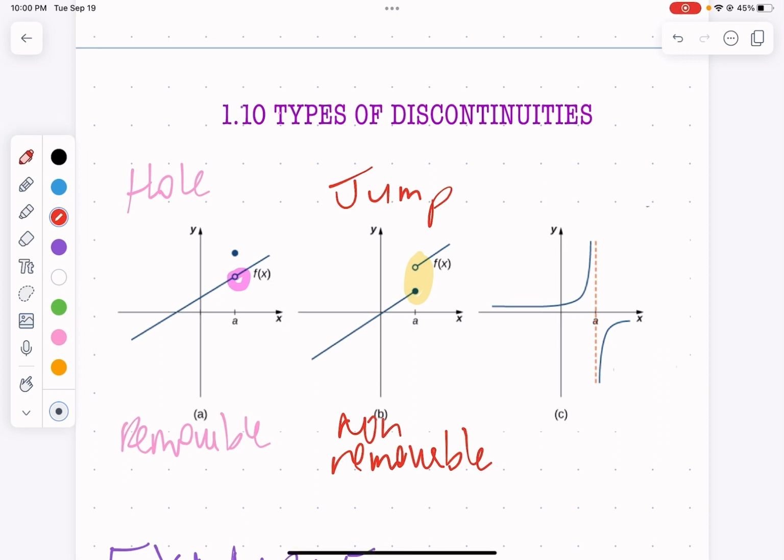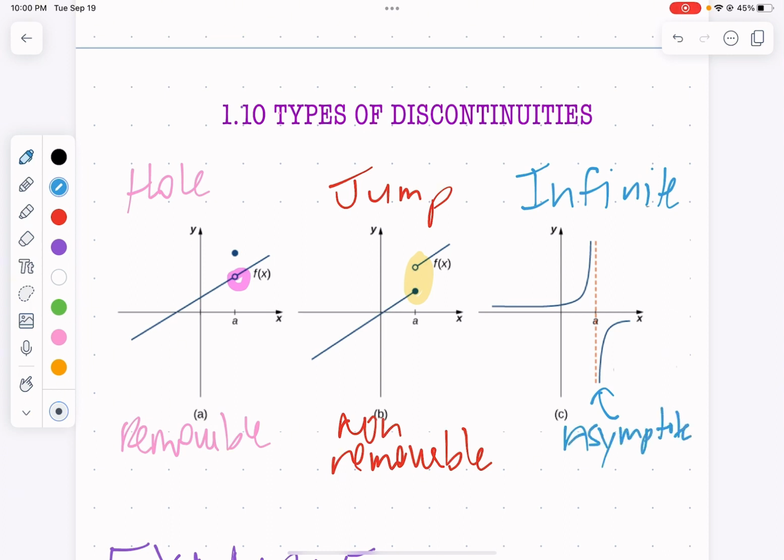And the last form is an infinite discontinuity. When you have an infinite discontinuity, that is basically just an asymptote. And asymptotes, of course, are very much non-removable.